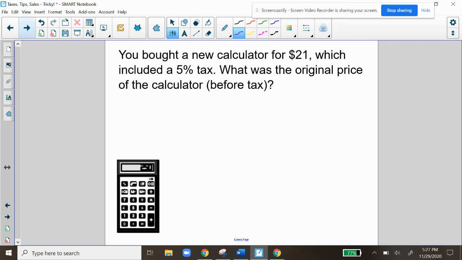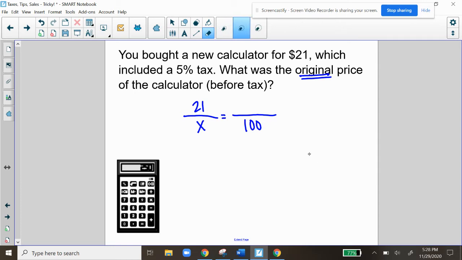Okay, you bought a new calculator for $21, which included a tax of 5%. What was the original price of the calculator before the tax? So let's start to set up our proportion. Again, 100 is going to go here. I know I'm looking for my original price. I know my new price is $21.